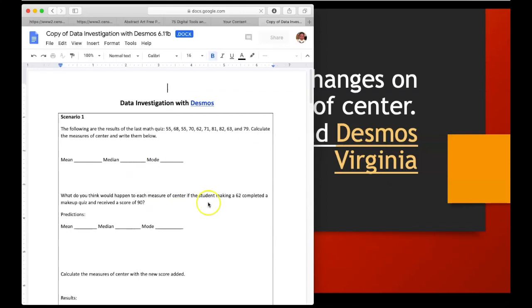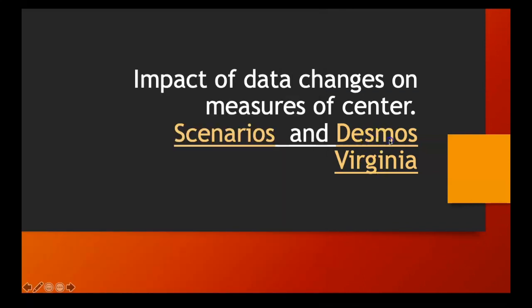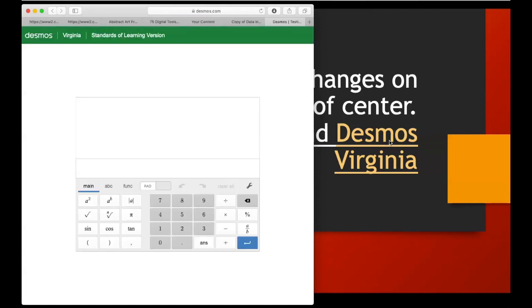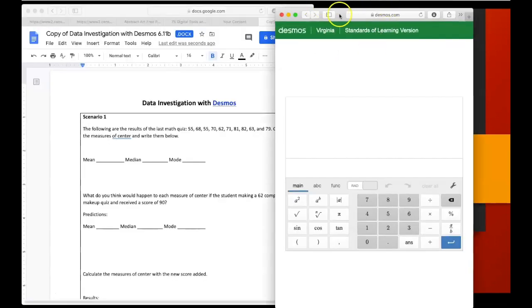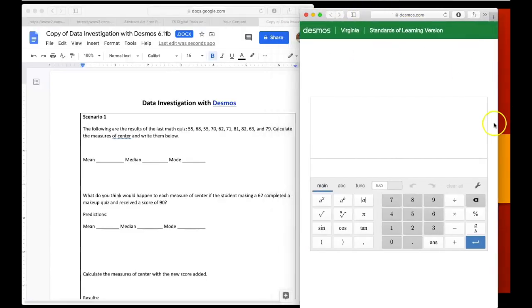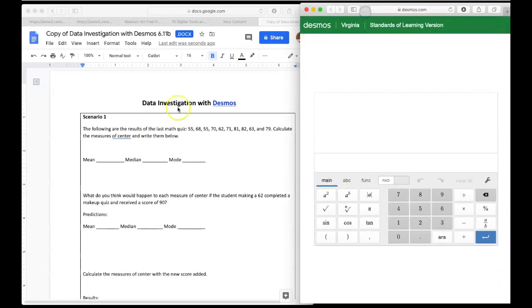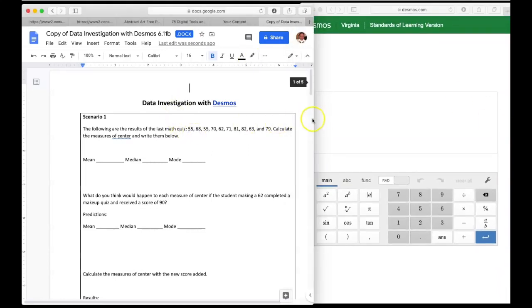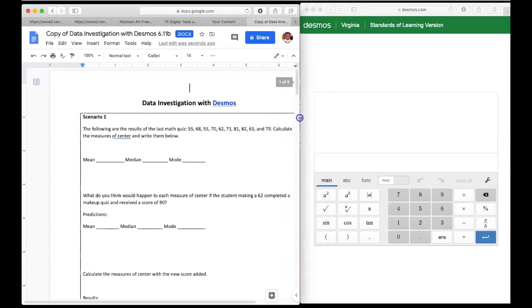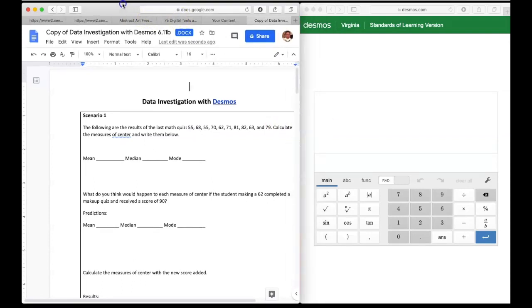So it comes up. Then I'm going to go ahead and click here to get the Desmos online calculator up. Then I'm going to split this over here so I can get a split screen, because we want to be able to utilize both of these at the same time. All right, so let's go ahead and get started. Please write down any notes as I'm going through scenarios 1 and 2.